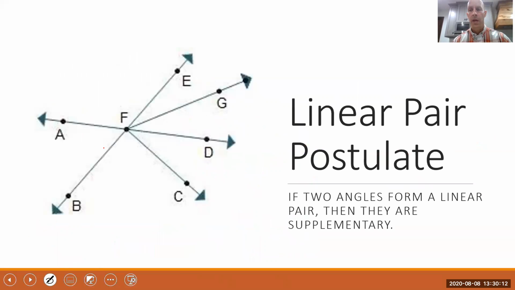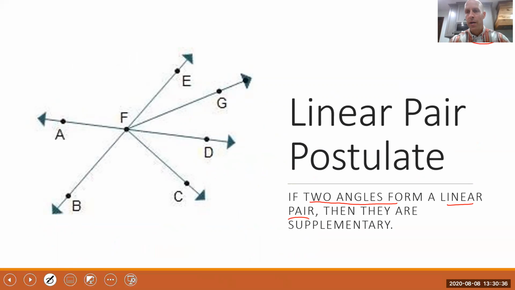Okay, and now, I'm kind of covering this up, but I put a star next to this one. This is probably the most important slide for you to know. It's a postulate. Remember, postulates are statements we assume to be true. Here's what the postulate says. If two angles form a linear pair, then they are supplementary.